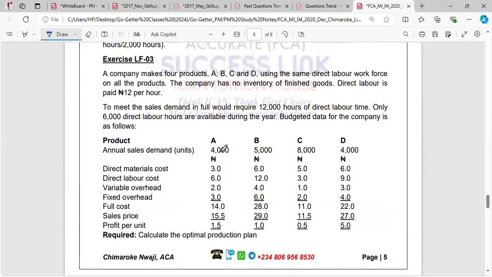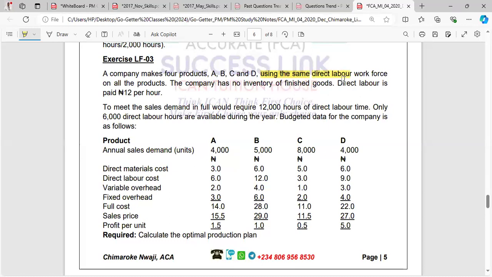So in illustration 2, you can see that a company makes 4 products, A, B, C, and D, using the same direct labor workforce on all the products. Now, one of the hints you should take here, when they say using the same, they are telling you what the limiting factor is.